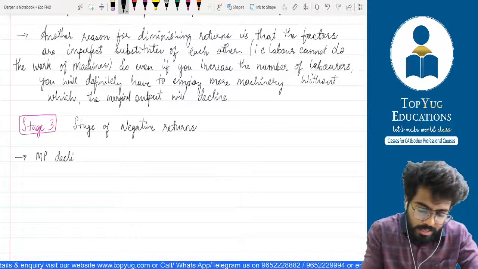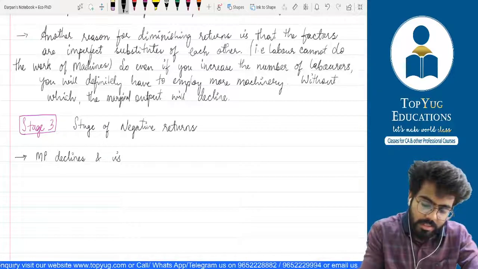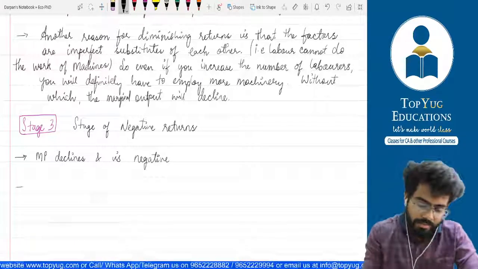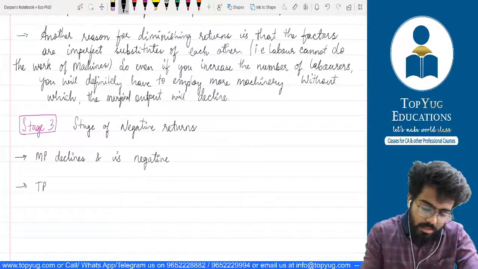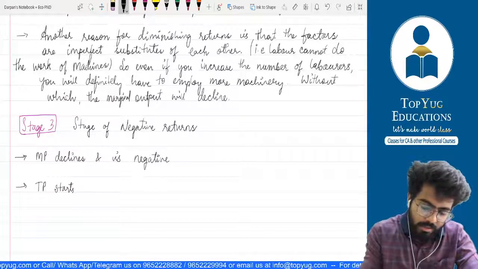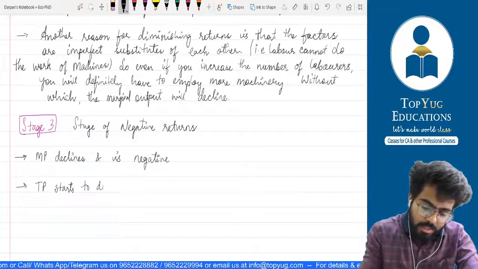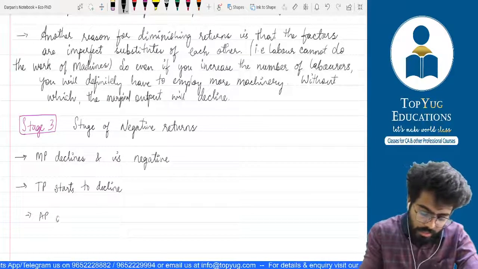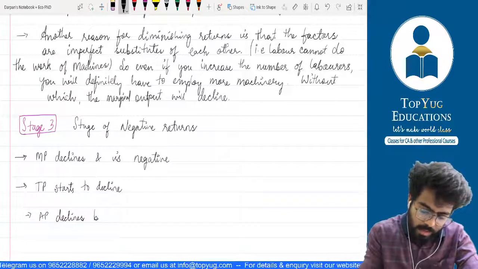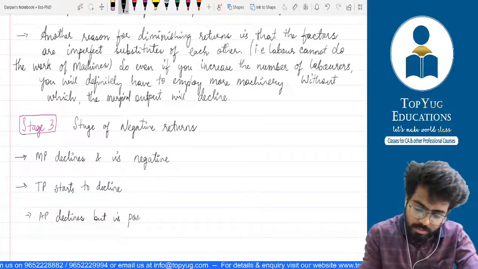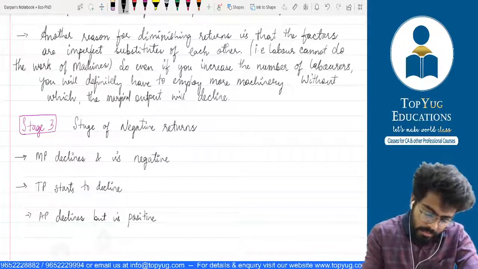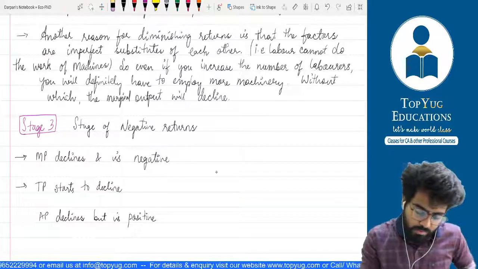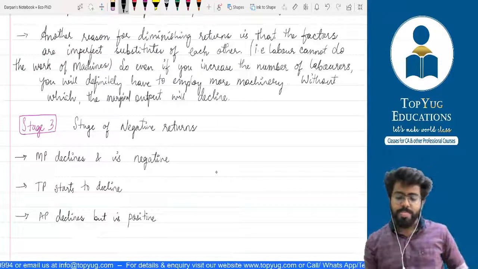MP declines and is negative, TP starts to decline, right? TP starts to decline. MP anyways is declining. MP declines but is positive, right? TP and AP will obviously always be positive. Only MP can turn negative.